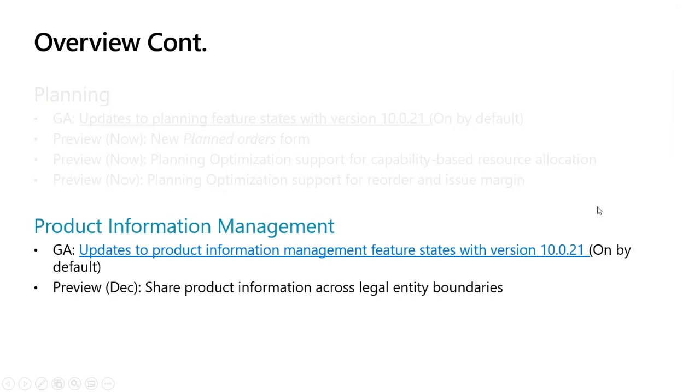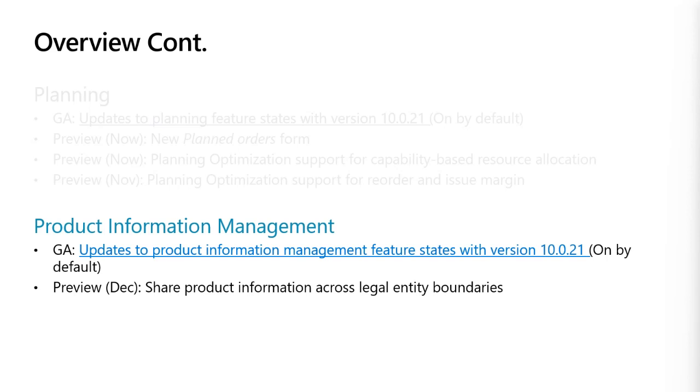And then finally, this is our last area of our overview, the product information management area. The feature states that we have on by default here include being able to access the BOM version from the BOM lines, as well as the hazmat product shipping documentation. So if you work with hazardous materials, this feature for the shipping documentation will now be on by default.